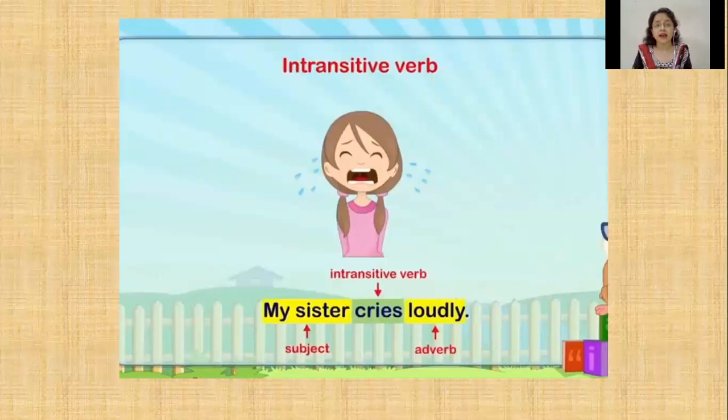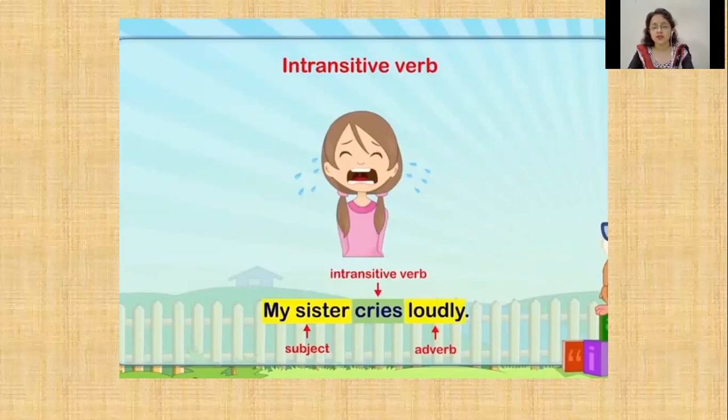My sister cries loudly. What is the subject here? Sister. Again, if we talk about the verb here, the action verb is cries. My sister cries. This is a complete sentence. It doesn't require any object. But here we can see loudly as an adverb.